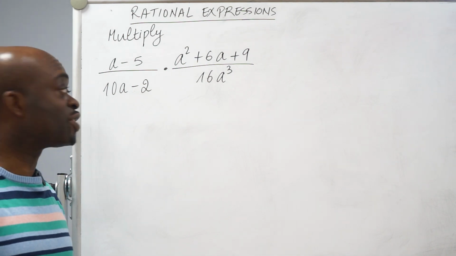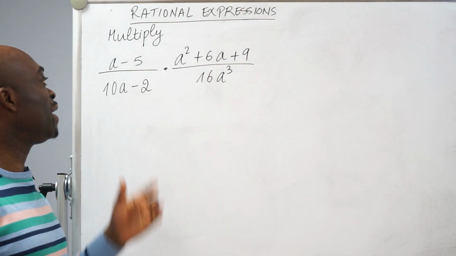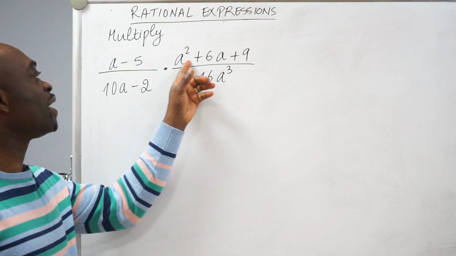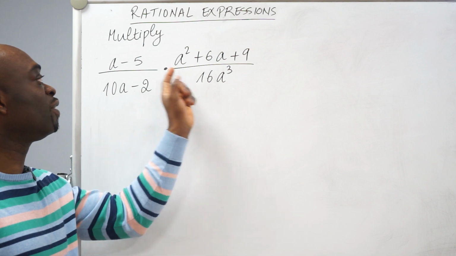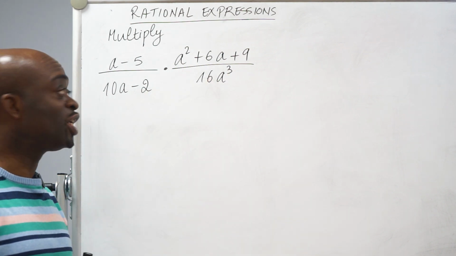Multiplying rational expressions, guys. That's what we're going to be doing here. So we have (a minus 5) over (10a minus 2), times (a squared plus 6a plus 9) over (16a to the third power). This is what we're working with.